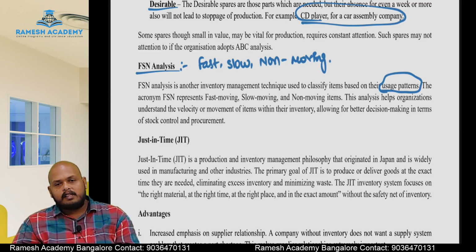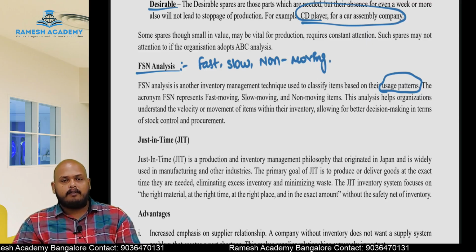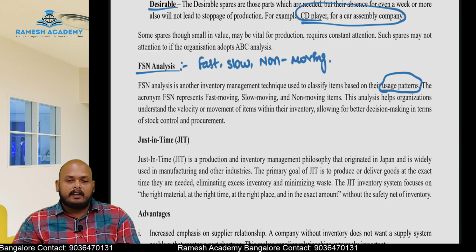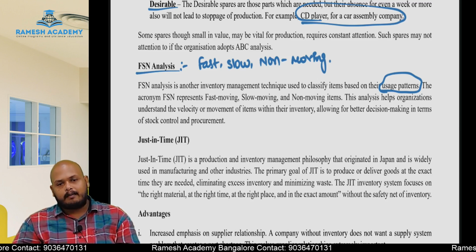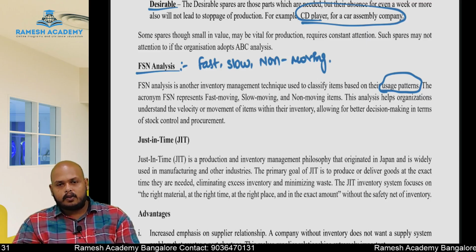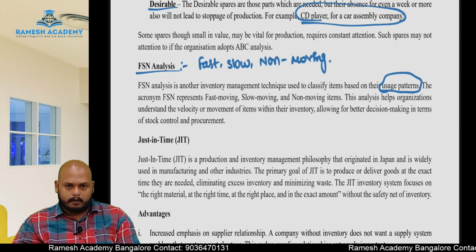Why? Because that also will serve for a period of almost 1 month if you are purchasing one 5 liters tin or 10 liters tin. So those kinds of items will be categorized as slow moving items. Slow moving items require to be replaced slowly, Nana. Why? Because it is not required immediately, so it is required slowly. We need to replace it slowly.